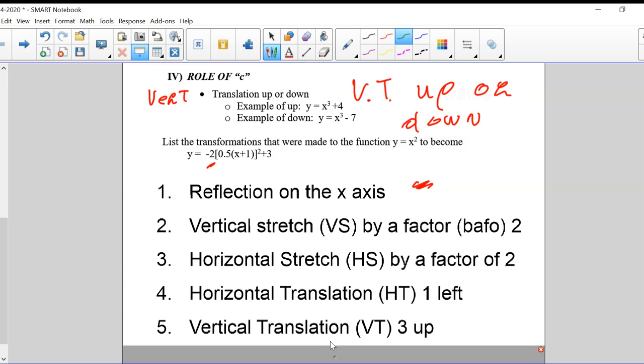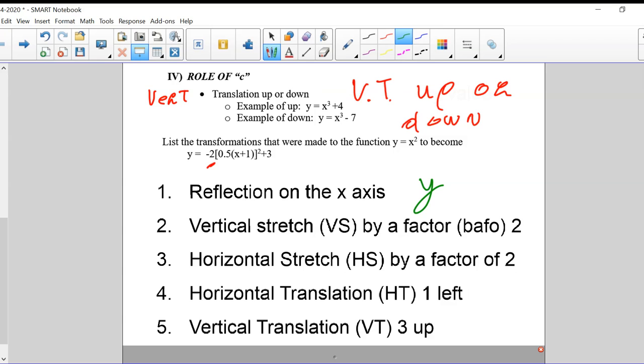Do we know, if we had an X and a Y, right? Let me erase this here. If we had an X and a Y, do we know what would happen? Which of these affects the X coordinate? Because it is as specific as that. Let me start with the first one. Reflection on the X-axis. What does that affect? The X or the Y? Does anybody know? Does it affect the X coordinate or the Y coordinate? It affects the Y. Quite right.